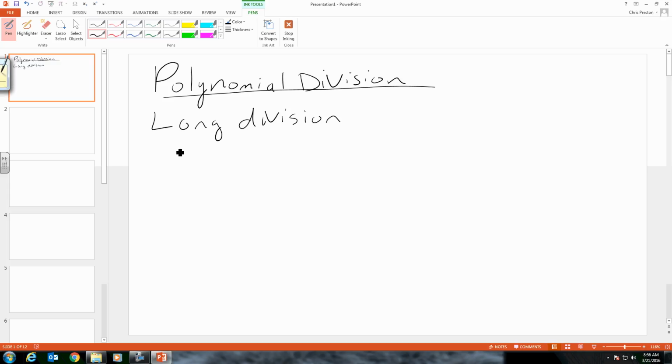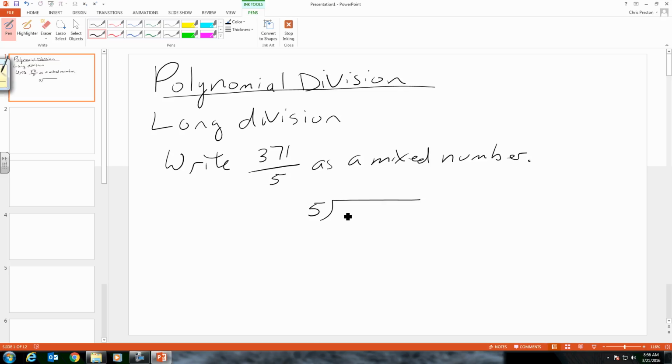Let's say we were asked to write 371 over 5, 371 fifths, as a mixed number. Okay? And so what I'm going to do is divide 5 into 371. And so I'm going to say, well, 5 doesn't go into 3, but 5 goes into 37.